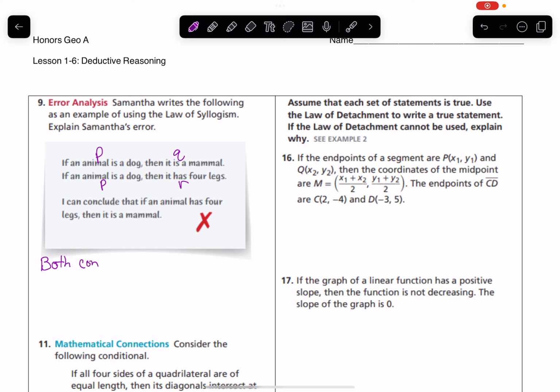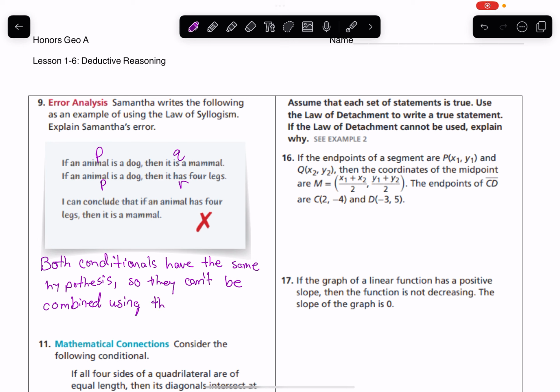Both conditionals have the same hypothesis. So they can't be combined using the law of syllogism.